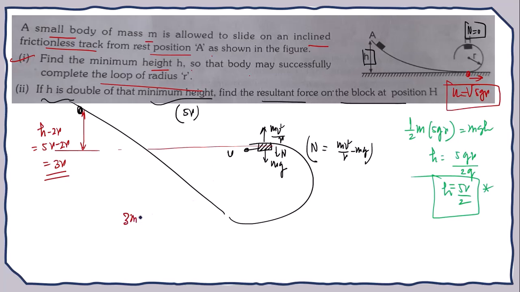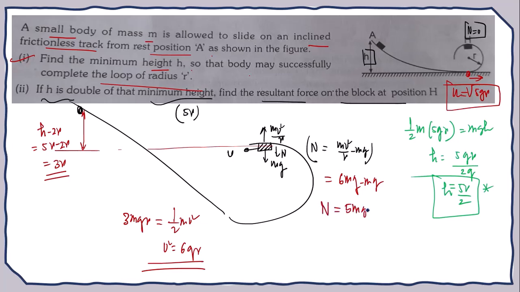So 3mgr is the drop in potential energy, equal to the gain in kinetic energy, half mv square. So that means v square equals 6gr. Putting that in, 6mg minus mg, so at that particular point, N is equal to 5 times mg. This is the normal force acting on the particle if the same particle is released from a height which is double the previous one. Once I release the particle from a greater height, the normal is not equal to 0. Initially we calculated h equals 5r by 2, where the normal becomes 0 at that particular point.